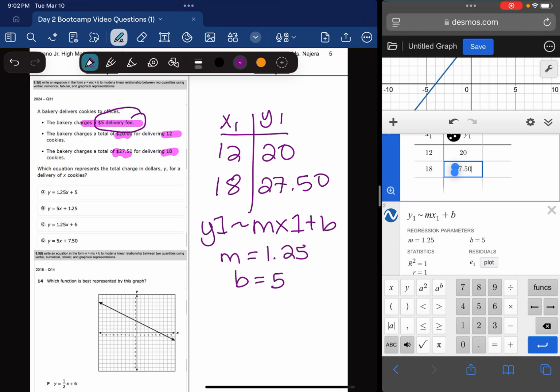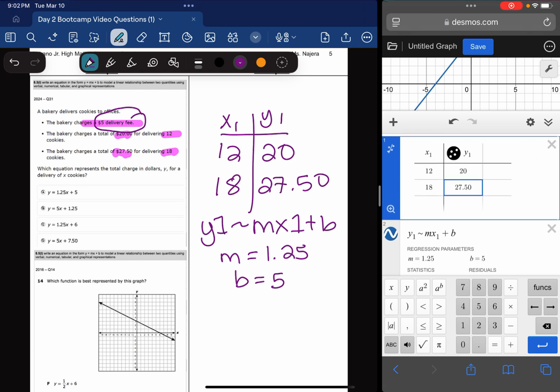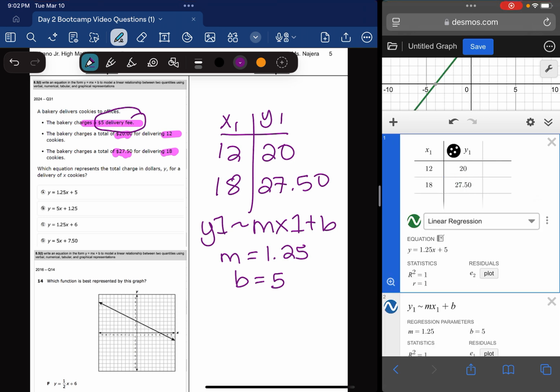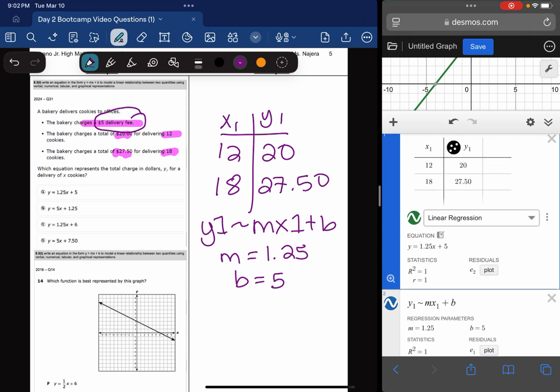Okay, if you're still struggling to create equations, you can click on these 4 little buttons next to the table and you'll get an equation right here on Desmos.